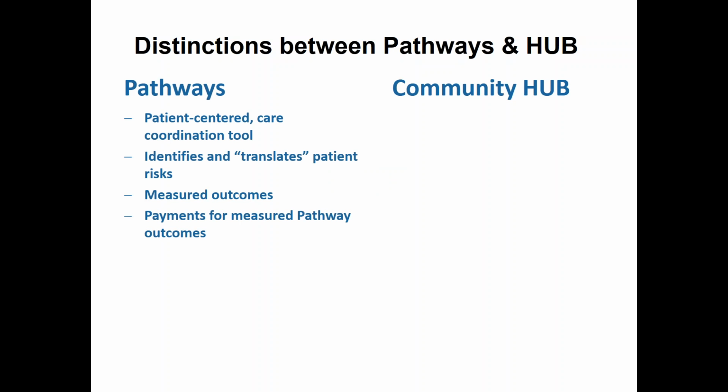So just to be clear, the distinctions between pathways and hub. Pathways are really the tool. They're the metric that's used to take any risk that's been identified, translate it, and follow it through to a measurable outcome. It is where the majority of payments in this model are tied to finishing pathways. And it's a requirement under national certification that at least 50% of payments be tied to outcomes.